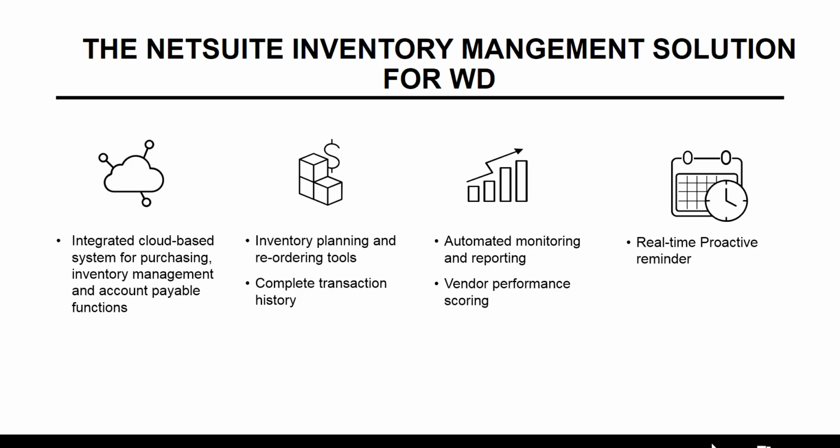A complete transaction history is recorded for all of your items. Automated monitoring and reporting of inventory profitability enables you to know which products you need to focus on and which products are driving the most revenue. For the business, supplier scoring reports are provided so that you can drive performance across all of your suppliers, as well as proactive reminders of stock levels to help ensure that you never have stockouts.